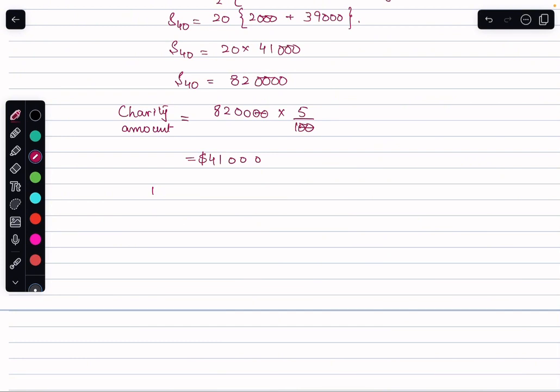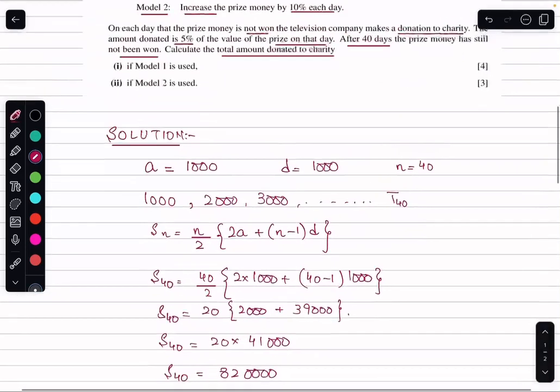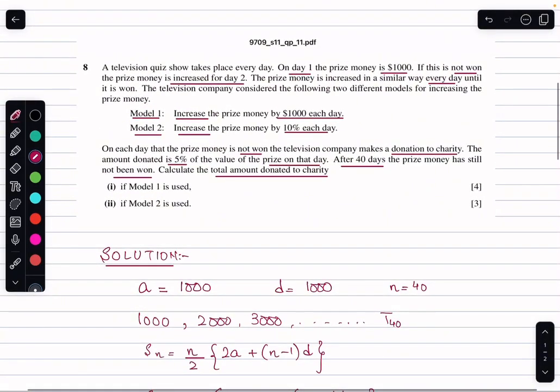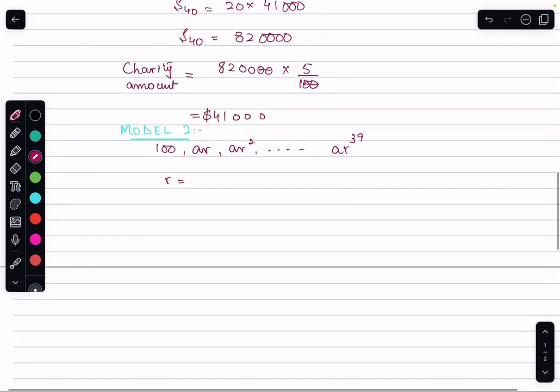The prize there was 1,000, and then I should be increasing it by AR and then AR squared, and so on up till the 40th term, which should be AR to the power 39. So these are the terms which shall be there for geometric progression. So we are following model 2 here. So for model 2, we shall be needing our common ratio.